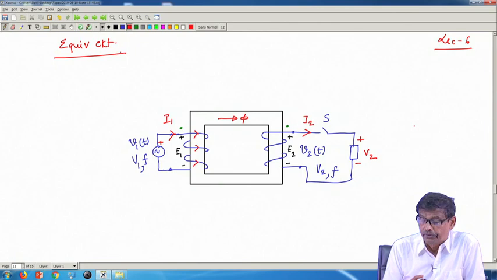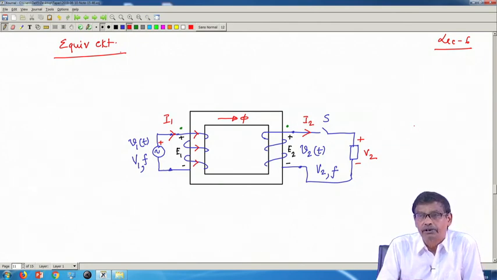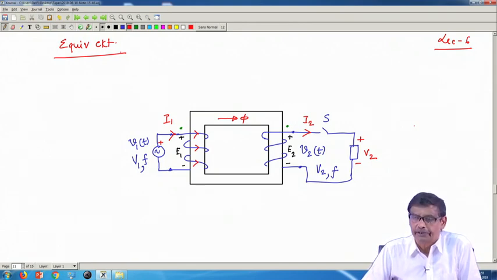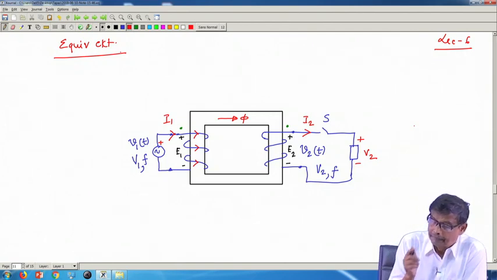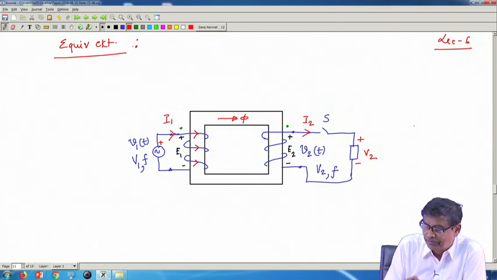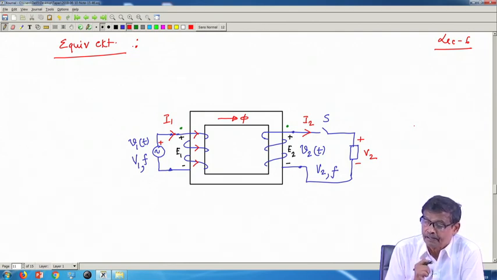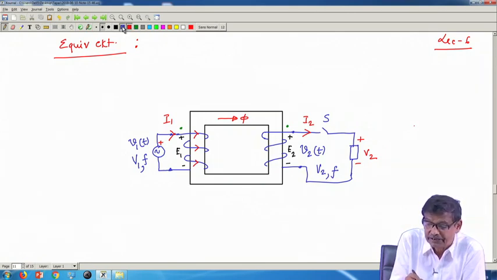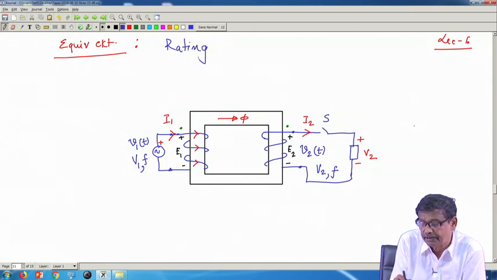In the last class, I told you that the product of voltage and current on the primary and the secondary side remains constant. Now I will tell you that it is because of this fact that the volt-ampere product remains the same. Suppose the rating of a transformer, let me tell you, how should the rating of a transformer be specified?